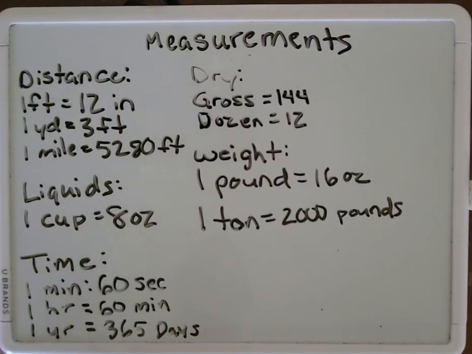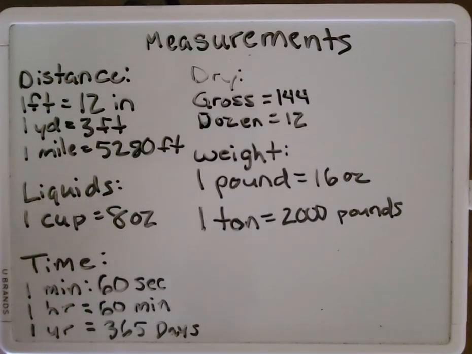We're going to now move over to liquids. Keep in mind, the ounces in liquid is different from the ounces versus weight, right? As you can see right here, it takes 8 ounces to equal 1 cup for liquids, right? Moving down, we'll go into time. There are 60 seconds in 1 minute. Moving down to the minutes versus the hours, there's 60 minutes in 1 hour. And then finally, there's 365 days in 1 year.